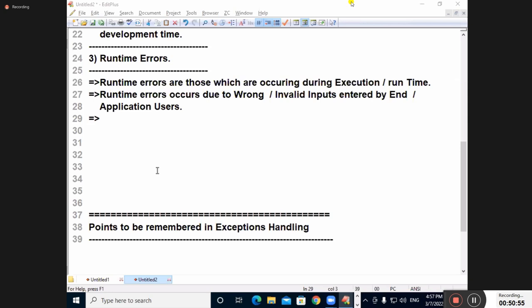So why do we use exception handling in our real-time projects? We are using exception handling to convert technical error messages into user-friendly error messages. For that purpose, I go for this concept. Whether you take a data science project, an artificial intelligence project, or any sort of project, you compulsorily need to use exceptions. Without exceptions, developing any real-time project is not possible.